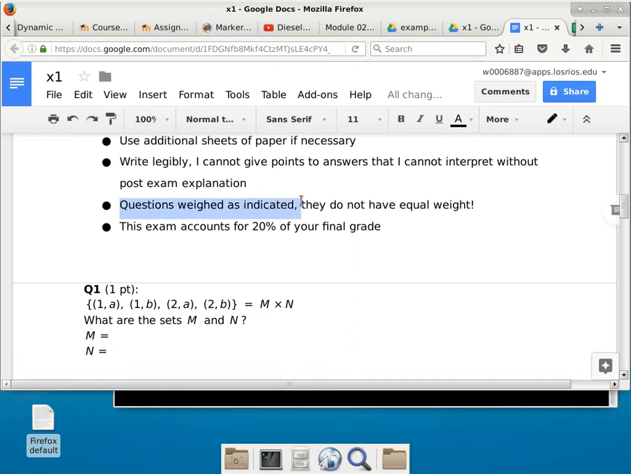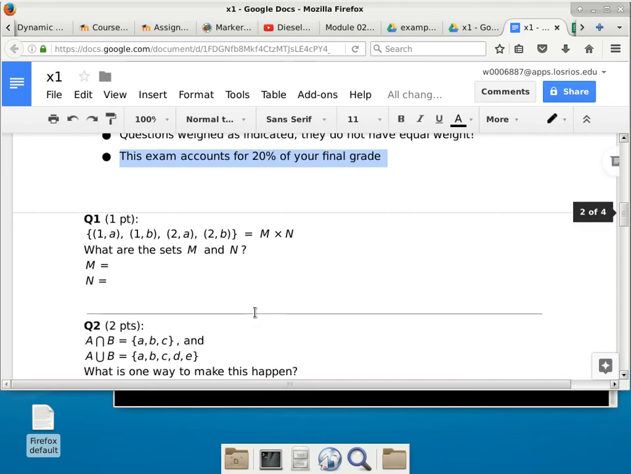Questions are weighted as indicated. Sometimes I use equal weight and sometimes I do not. The first exam tends to have some easier questions that have lower point values, so you need to take a look at the point values. The first exam accounts for 20% of your final grade. So it's not super heavy duty, but it is a significant chunk. All right, so let's take a look at the questions from the previous semester, right before this one.